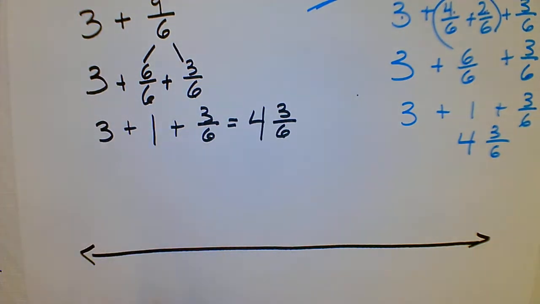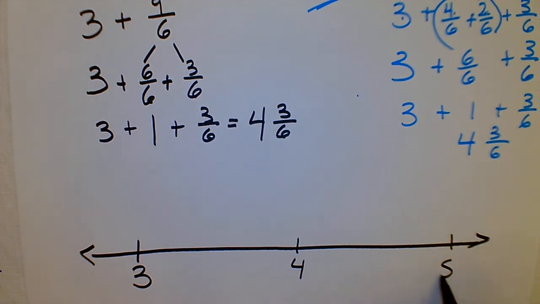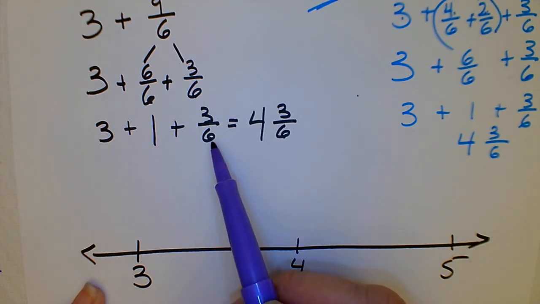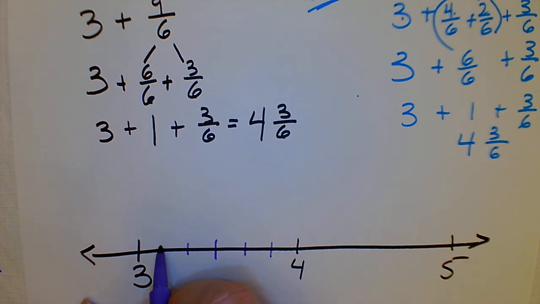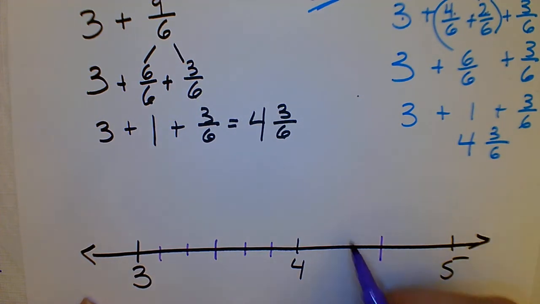I'm going to start with 3 because that's the number we're starting with here. And then I'm going to go to 4, and I'm going to go to 5. Then I want to mark in there my 6ths, because my denominator is a 6. So there's 3.5, and I'm going to put all my 6ths in there. Here's 4.5, and I'm going to put in my 6ths.